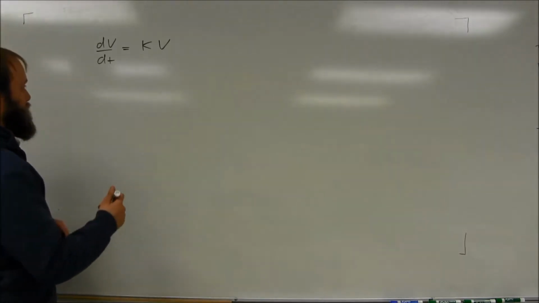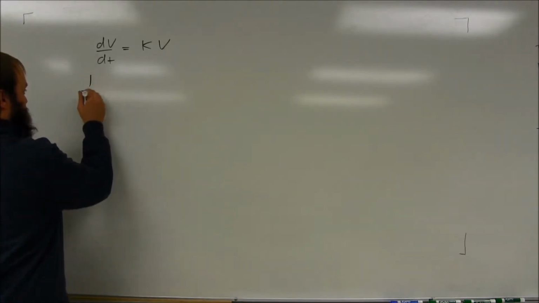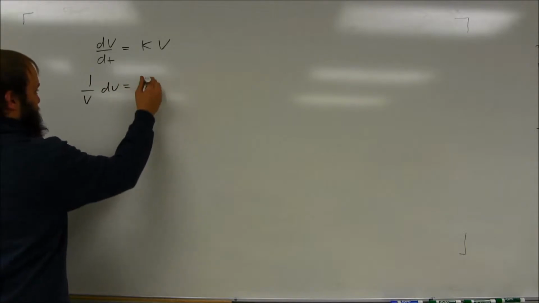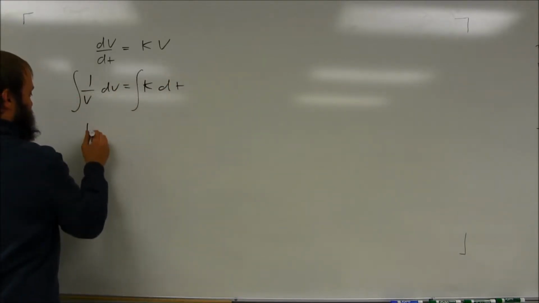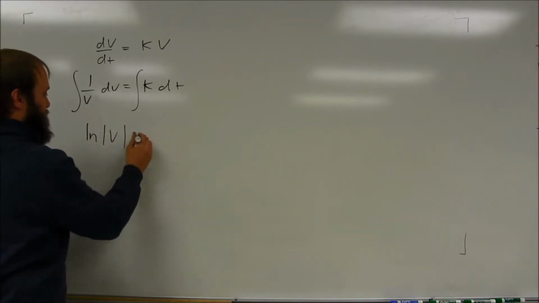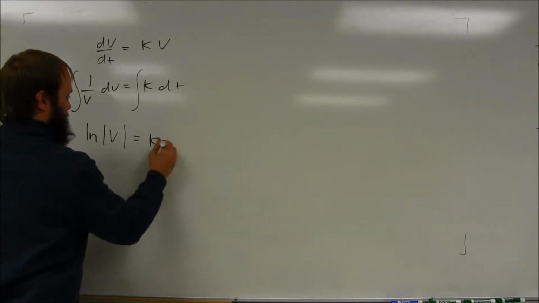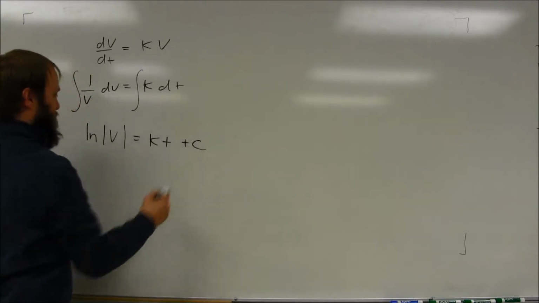And same kind of thing as usual. I'm going to separate variables. That's going to be 1 over v dv equals k dt. I can integrate both sides. That's going to be a natural log of the absolute value of v equals kt. Remember, you've got to have a constant there as well.